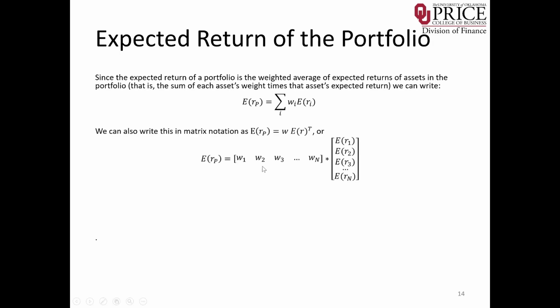And so if you'll remember, if you take a matrix with one row and many columns, and let's say it represents the weight of each stock, and you multiply that times a matrix with one column and many rows that represents the expected return of each stock, then you're left with a matrix that's one column and one row that shows the expected return of the portfolio.